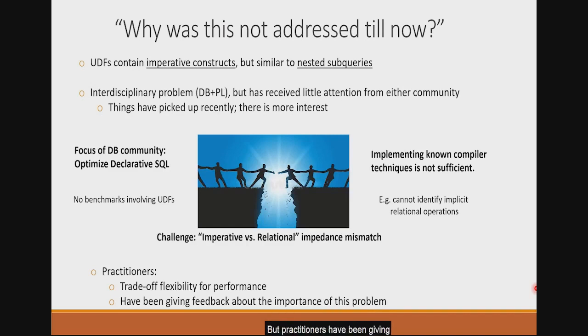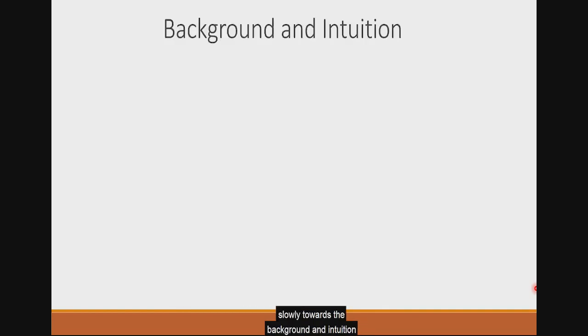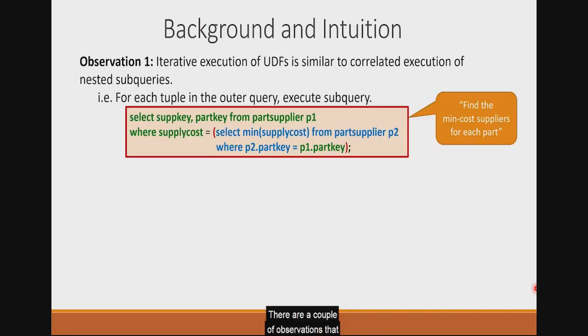But practitioners have been giving feedback about the importance of this problem. There have been many articles, blog posts, and feedback out there which talk about the bane of using procedural code inside a relational database. So with that, I'll move on to the background and intuition for how Froid addresses this problem. There are a couple of observations that we need to get out of the way first.